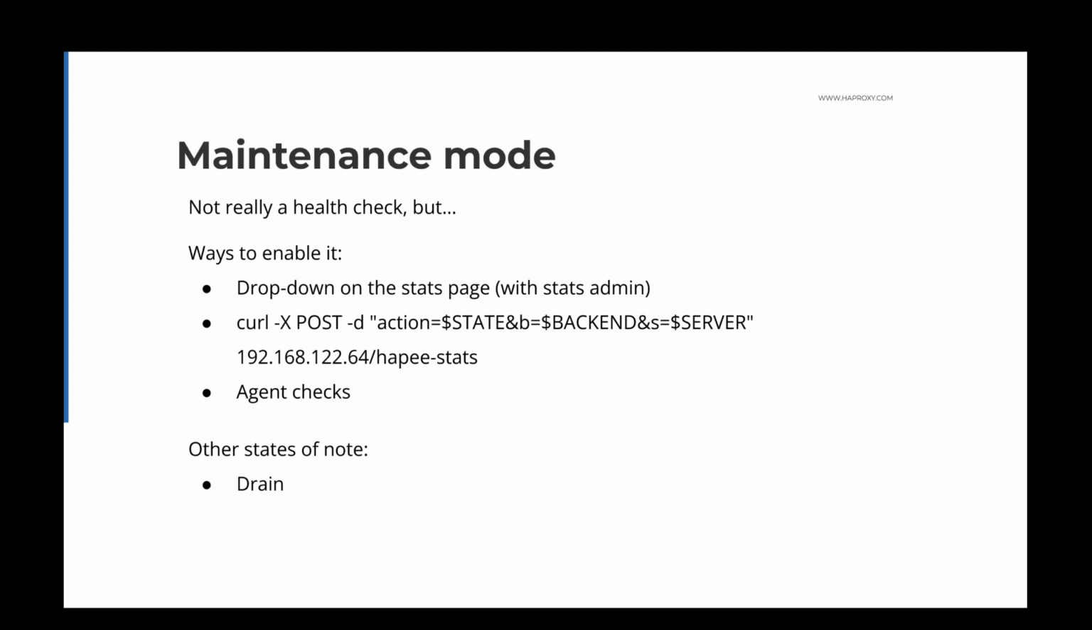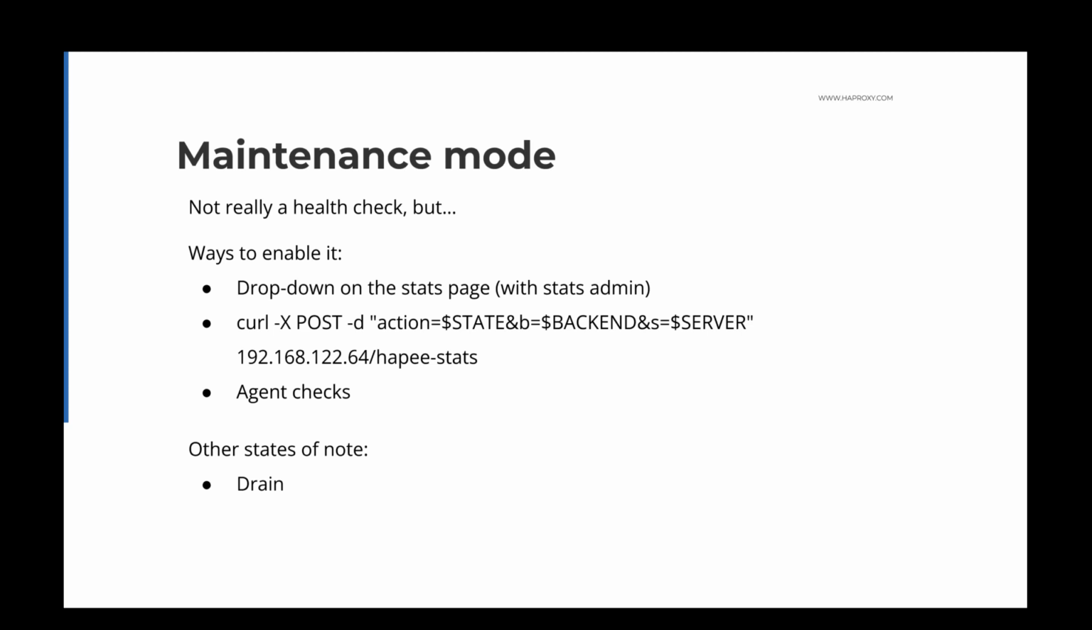If you have the stats admin keyword set in a stats section, there's a drop down box where you can select the state you want to put the server in, and you can put the servers into the maintenance state or drain state. You can also use a curl request to hit the HAProxy stats page, which does exactly the same thing as selecting from the drop down box and clicking the button, except you can do it with a shell script. Doing that curl request also requires stats admin. It will not accept a POST request if you're not authorized to do that.